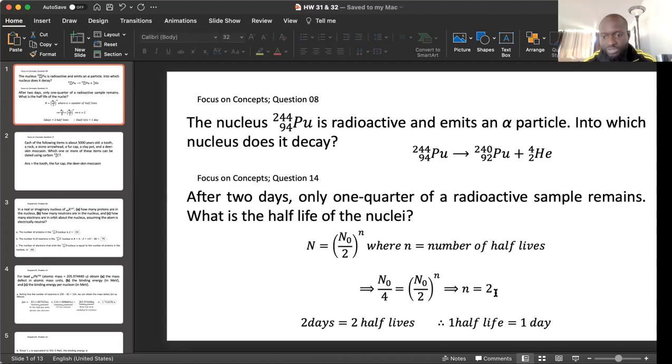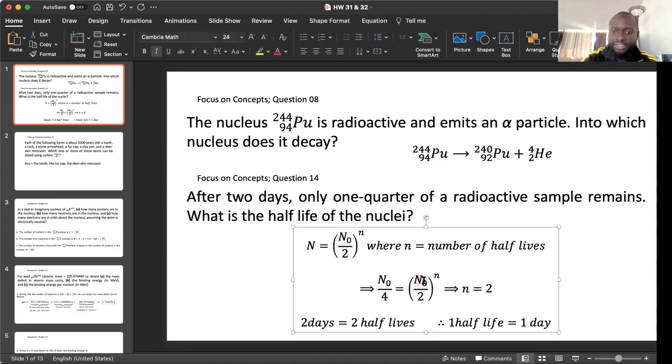So n becomes 2. So N0 over 4 is N0 over 2 squared. Then when you square that, it's just 2 squared. So it's just going to be 2 right here. So n is 2 to make this work. Because here, we're going to put 1, and 1 is 1/4 of whatever it was. So we just put 1 there, if you like. And then you're going to get your n here to be 2.